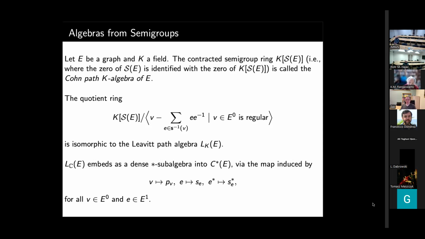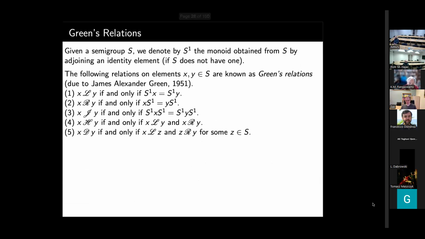Okay, so I want to talk a bit about graph inverse semigroups, because I imagine that's the thing that's less familiar, and also because Piotr asked me to. So where did the graph inverse semigroups come from? So let's back up for a second. If you're studying semigroups, if you encounter any semigroup for the first time, one of the first things you ask about it is what are its Green's relations? And these go back to James Alexander Green from 1951.